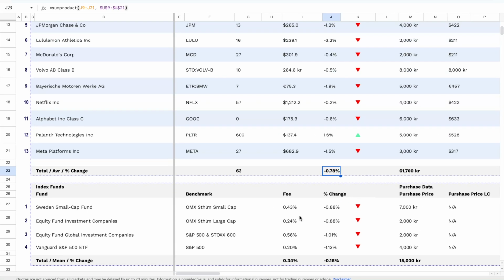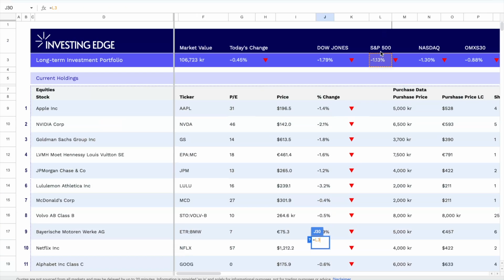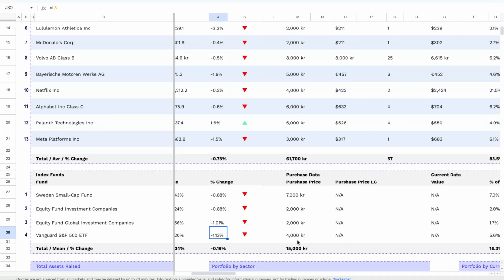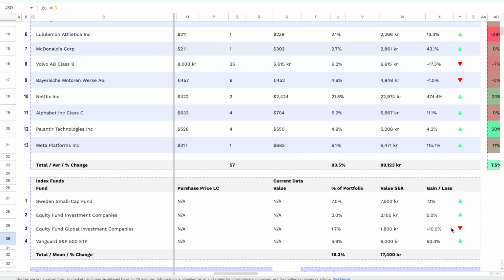Now, this is not real-time data, as Google Sheets can't input fund data as they do with stocks, but I'm using a proxy, right? So for instance, for the Vanguard ETF, I'm just using the percentage change of the S&P 500 for that day, and that should show us a quite reasonable proxy. And with that, we can see the change for the day of the total funds. We can add the purchase price that we bought the funds at, and the percentage of the portfolio we can see is 16% in this case. And of course, we can see if we made a gain or a loss, but the value in this case has to be updated manually.